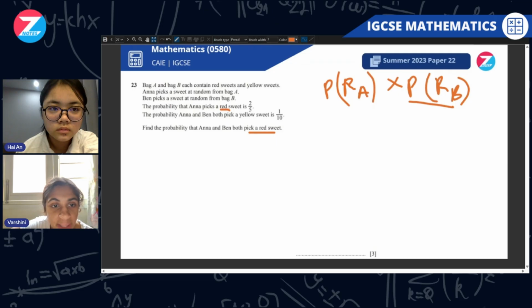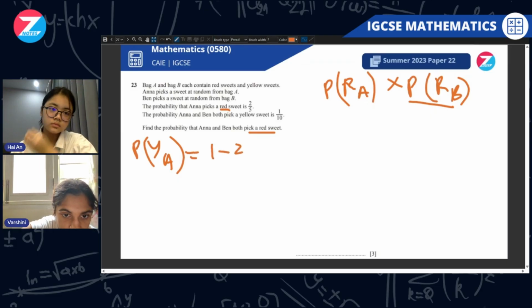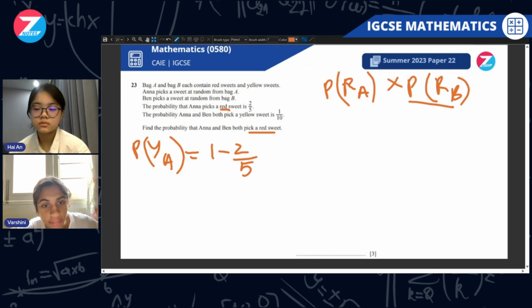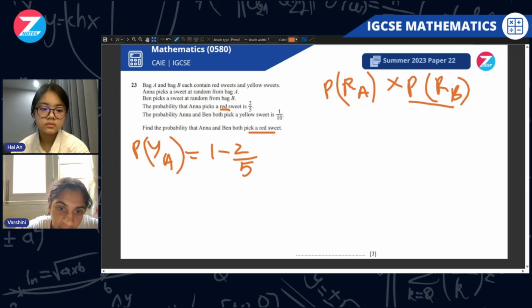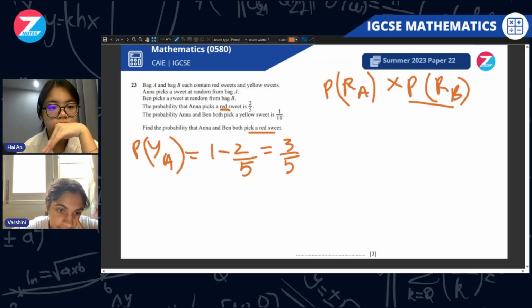But we do know that there are only 2 sweets in the bag, red and yellow. And if Anna's probability of picking a red sweet is 2 by 5, the probability of a yellow sweet, that's P of yellow for Anna, is going to be 1 minus 2 by 5. Because there are only red and yellow sweets in the bag, and the total probabilities have to be 1. So that is just going to be 3 by 5. You also know that the total is 5, so 5 minus 2 is 3. So that's going to be 3 by 5.